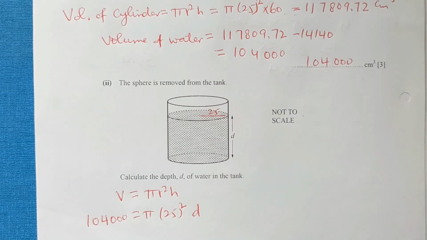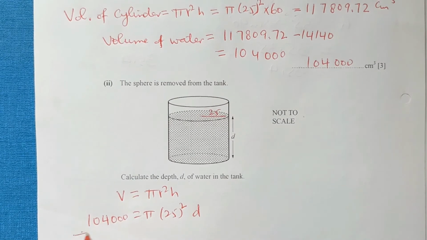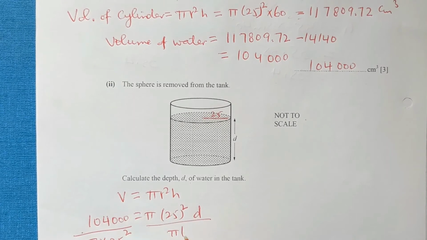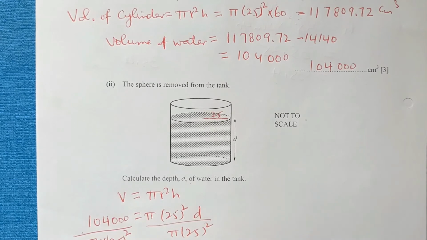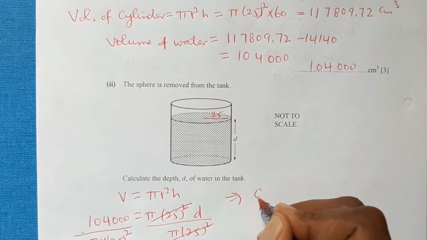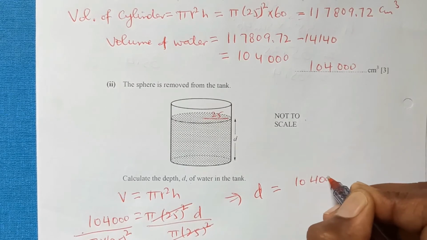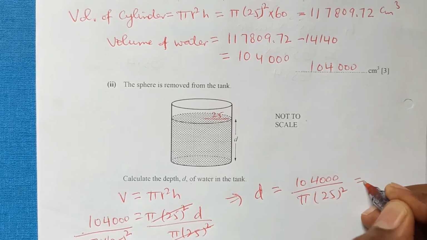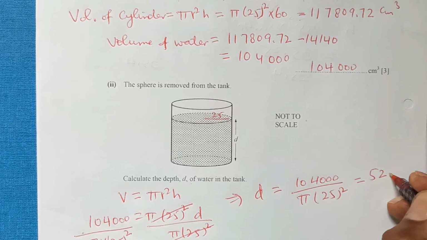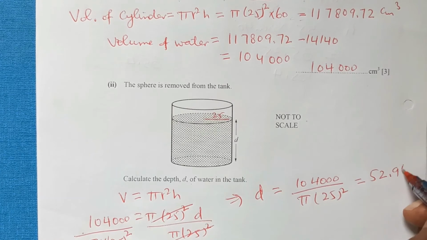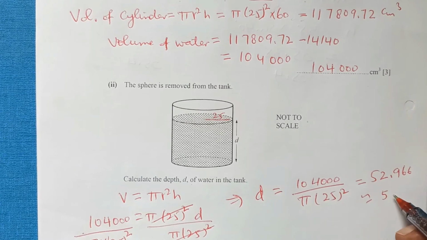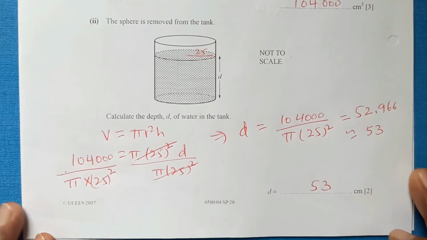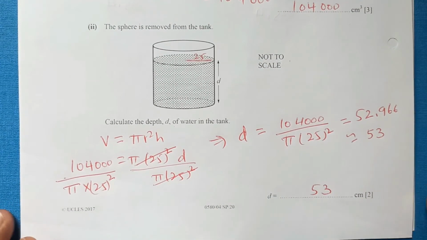This volume is 104,000. So from here you divide both sides by pi times 25 squared, so this and this are gone. So we are left with d is 104,000 divided by pi 25 squared. So when you calculate, this is coming out 52.966, so approximately 53 centimeters. So that's it for this question. I hope you understood.